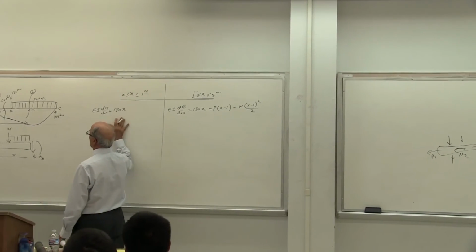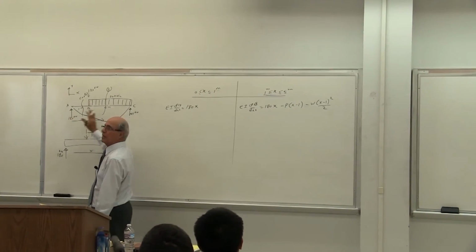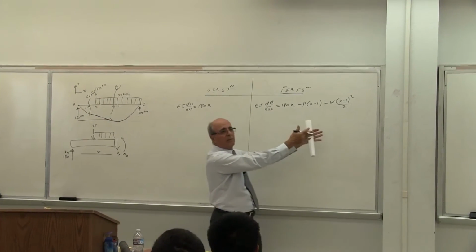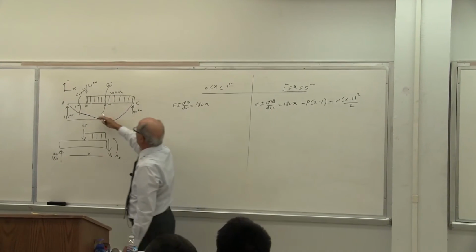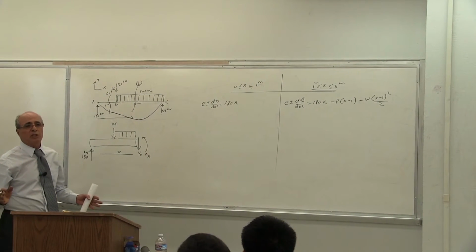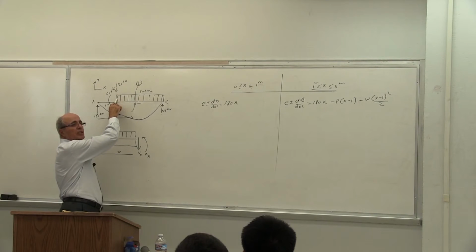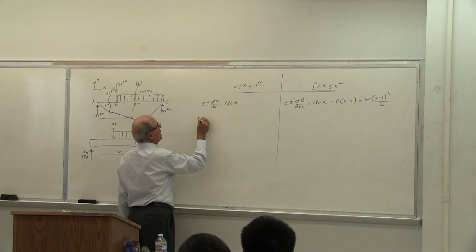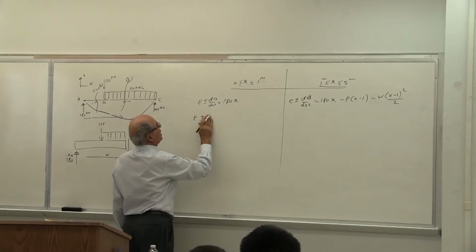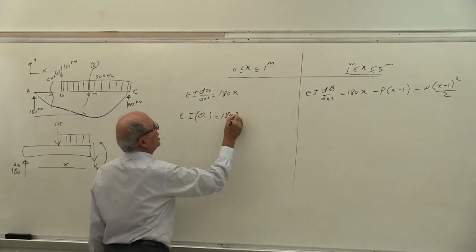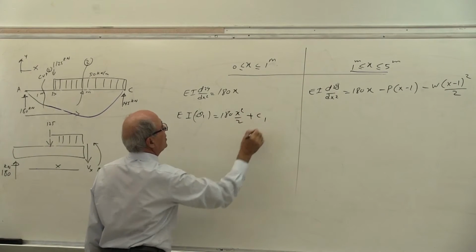So this is the moment for section 1, correct or not? That's the moment for section 2. As you see, this is totally different from that one. So this curve and this black curve have nothing in common to each other except when they join each other. Is that correct or not? Which we get to in a minute. So let's process that. EI theta, let's call it theta 1 or black area, equal to 180x squared over 2 plus C1.